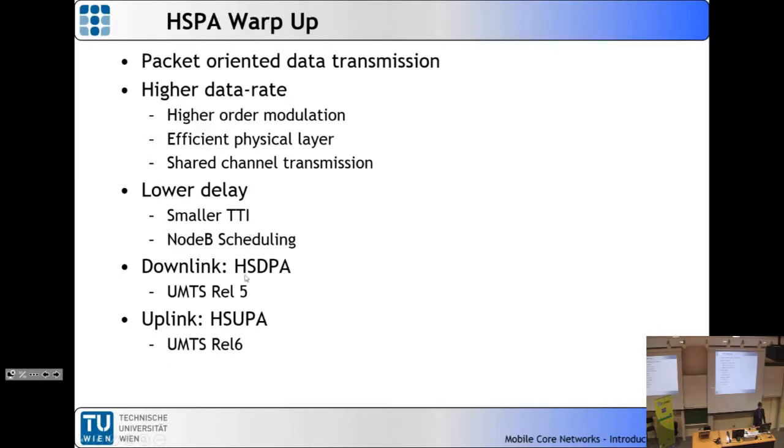Basically what we talk about when we talk about different evolution steps in UMTS, we talk about releases. Maybe to catch up, the first release is typically referred to as release 99. HSDPA, we have release 5. HSUPA, we have release 6. So that would be the evolution that we're going on.